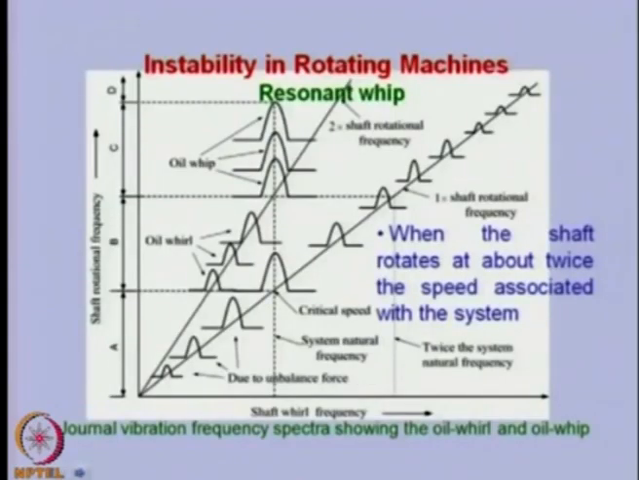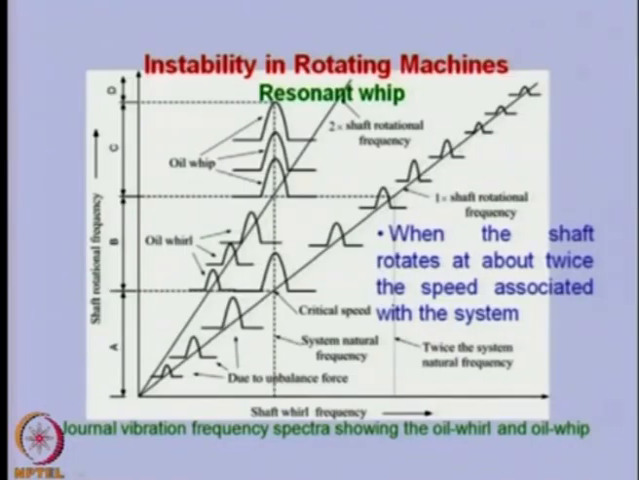This is a typical plot of run up or run down of a rotor system, in which this is the shaft whirl's frequency and this is the shaft rotational speed. You can see this particular line: as the rotor speed is increasing, the amplitude of vibrations indicated here increases up to this critical speed, but above critical speed it diminishes.